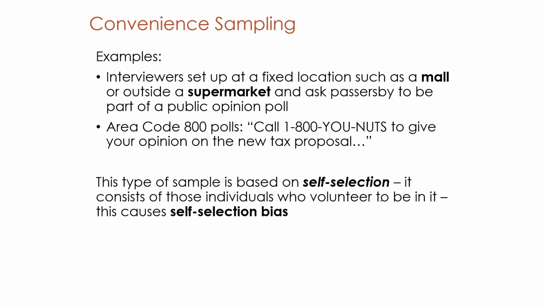This type of sample is based on self-selection. It consists of those individuals who volunteer to be in it. This causes self-selection bias, right? So in these types of examples, mostly people who generally feel strongly about something are going to be the ones to respond. And there's a lot of people who aren't as passionate about the particular thing that they're being asked to respond about, who aren't going to respond. And so this is going to be biased.